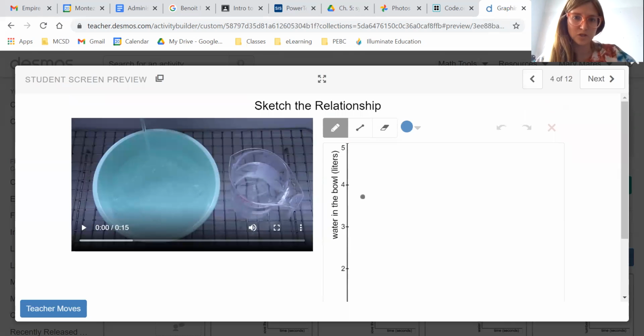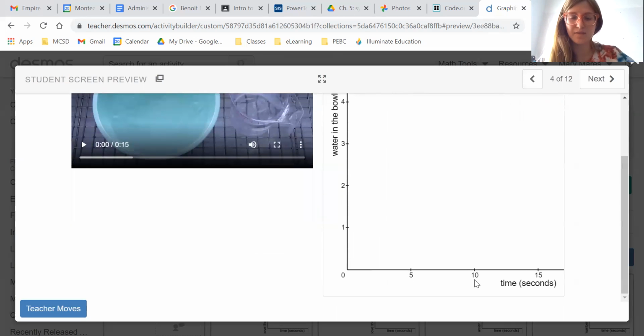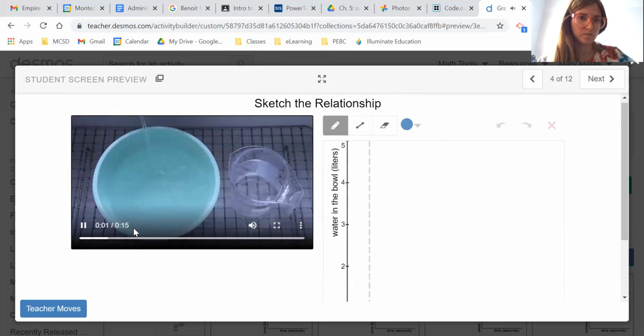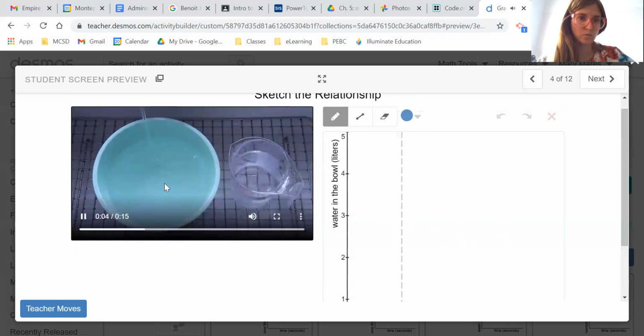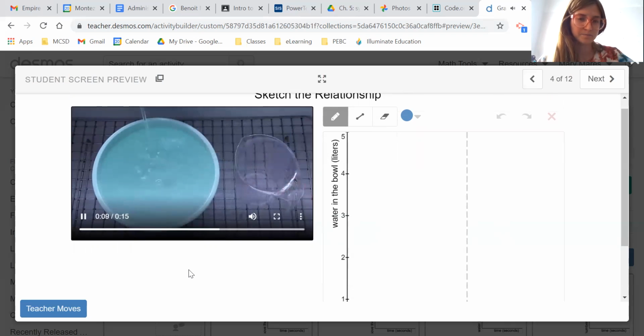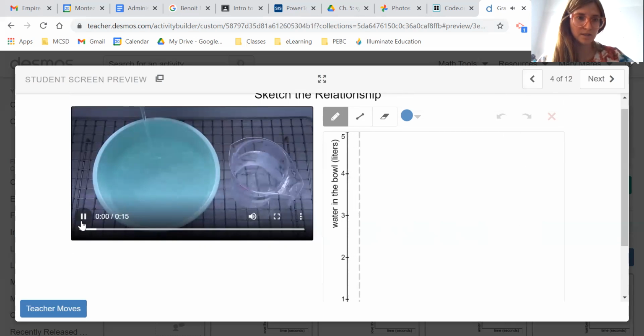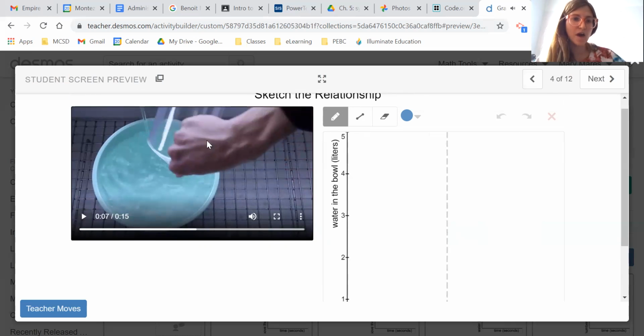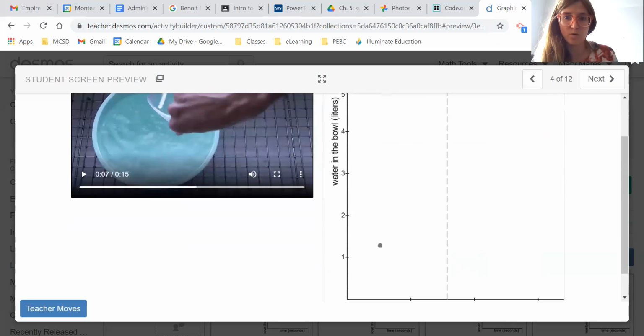So now we're looking at a relationship between water in a bowl and then the time. So as we're watching, aha. So it's pretty constantly filling up. It seems, at a somewhat slow pace, but then that whole bit of water is added right there.